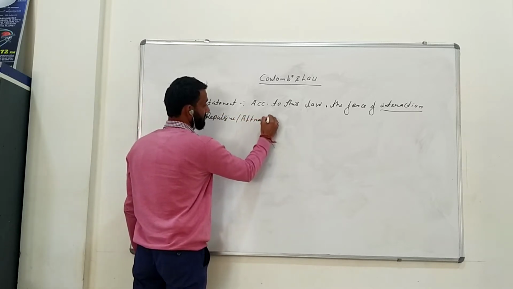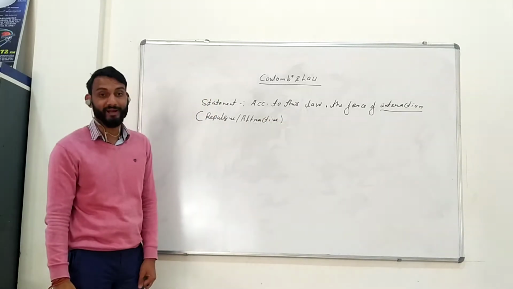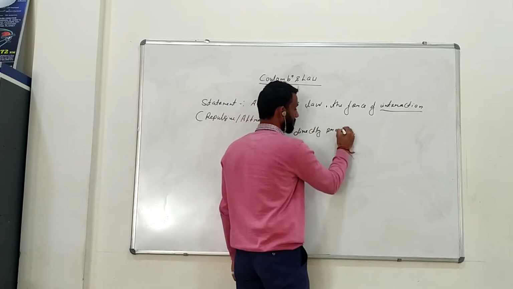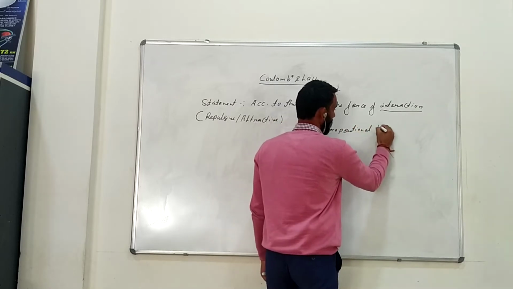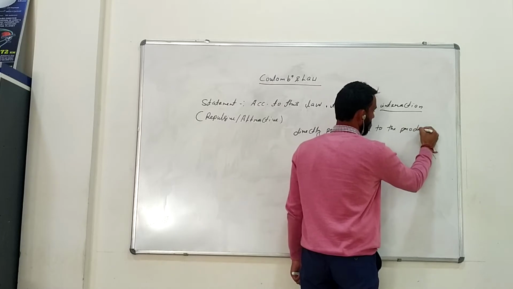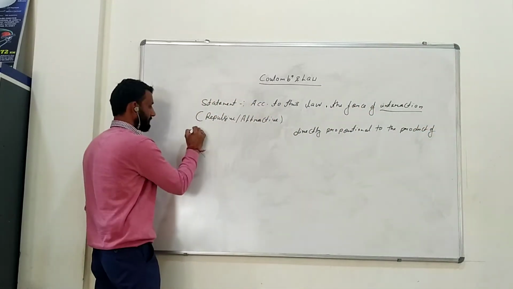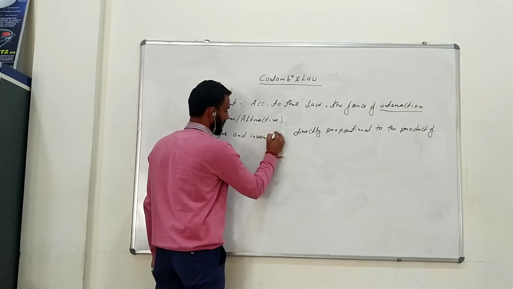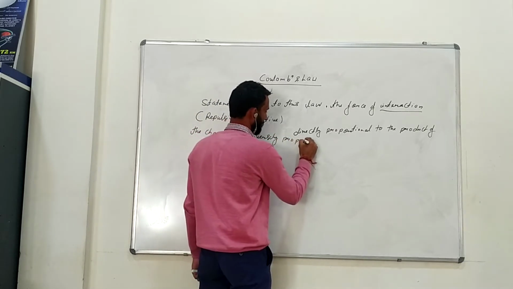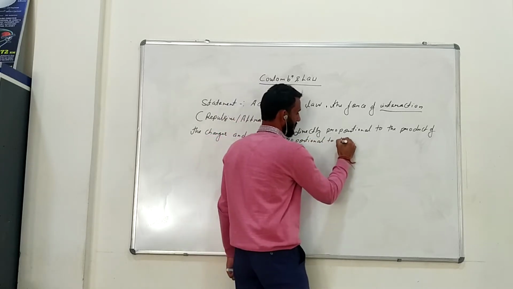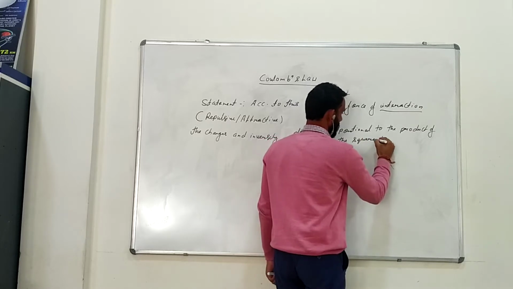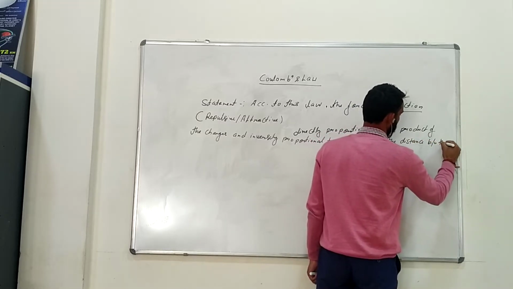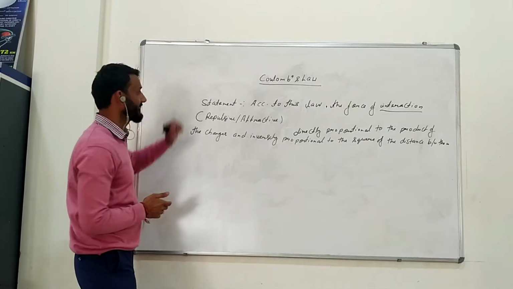attractive. According to this law, this force of interaction between two charged particles is directly proportional to the product of the charges, and inversely proportional to the square of the distance between them. Okay, so basically this is the statement of Coulomb's law.